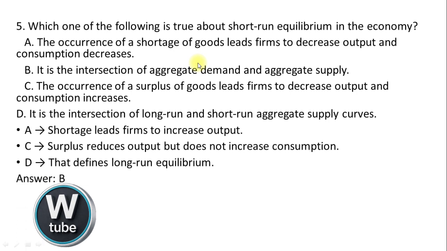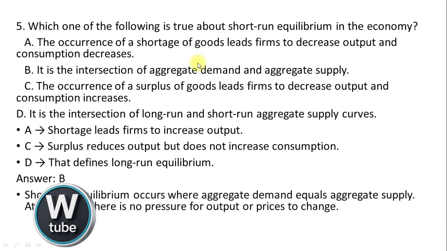Short-run equilibrium in the economy is the intersection of aggregate demand and aggregate supply. Here, short-run equilibrium occurs where aggregate demand equals aggregate supply. At this point, there is no pressure for output or prices to change. So B is the correct answer.